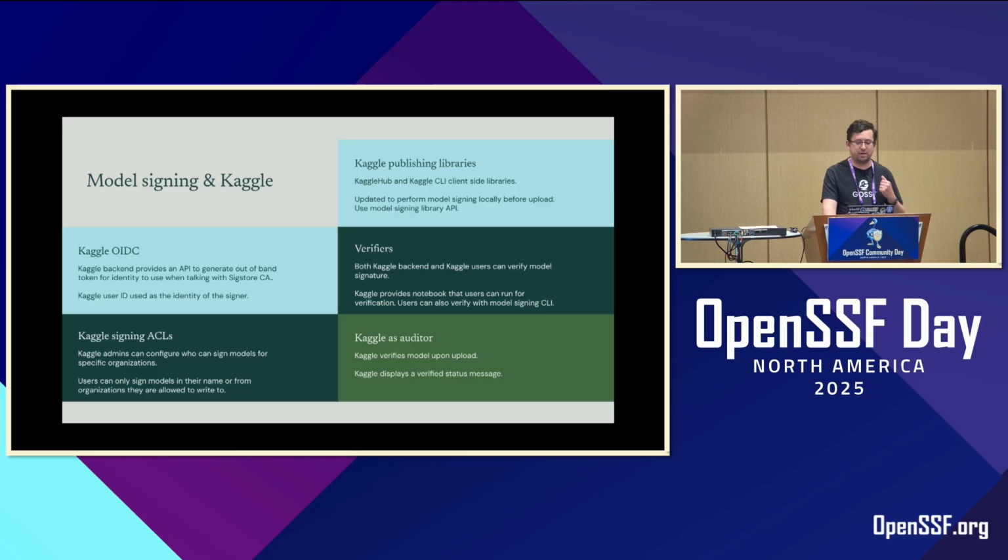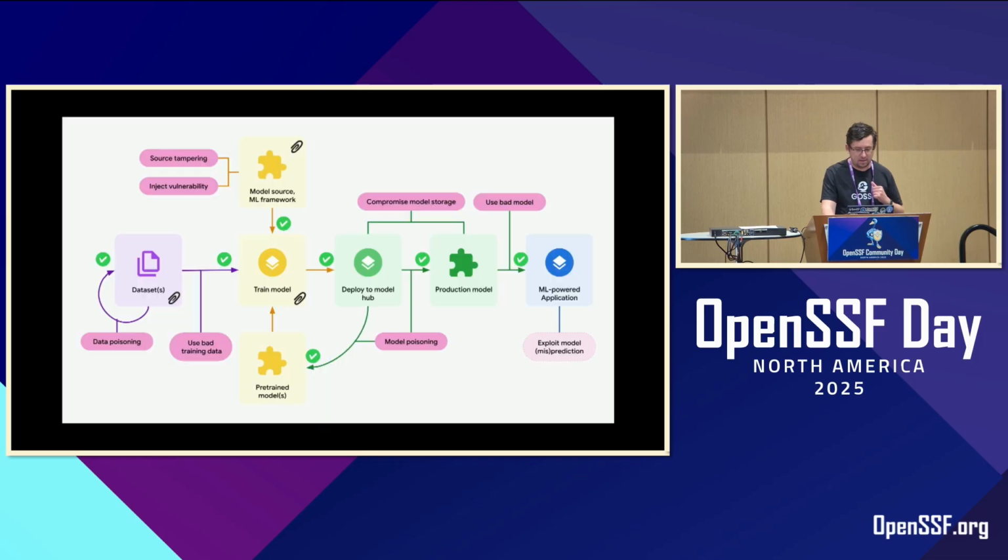And also we needed to make sure that Kaggle has some ACLs behind the scenes to make sure that users can only sign the models that they deploy to their own account or to organizations where they are allowed to release models, such that I won't be able to upload a model and say that this is a Facebook-related model, this is a Meta model.